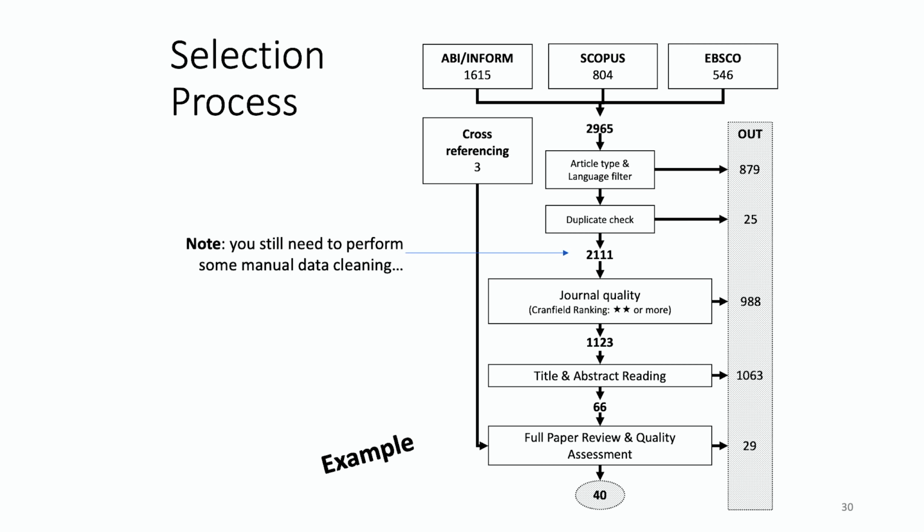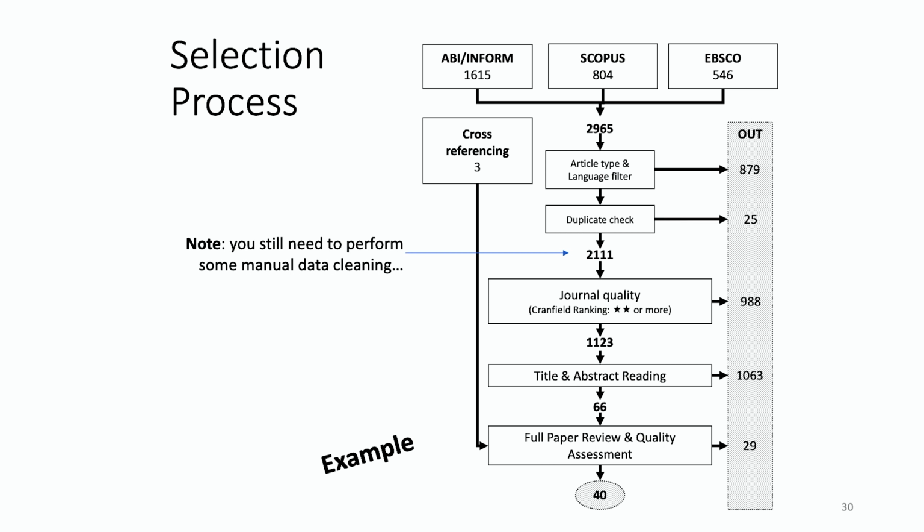Then I ran a duplicate check. I got rid of 25. So ideally, you shouldn't have a lot of overlap, but it often happens because the same database will be referencing multiple journals, and sometimes those journals are common. Then you do some data cleaning. At this stage, I had about 2,000 papers.